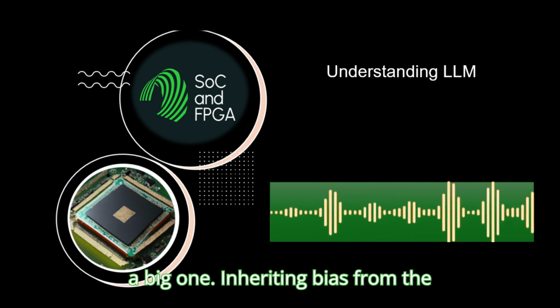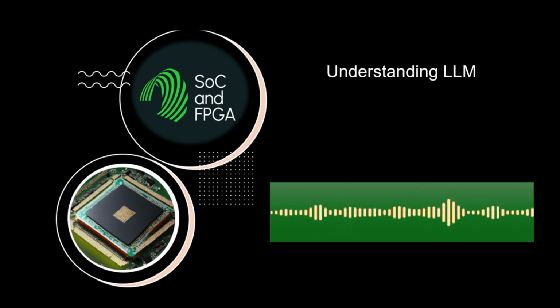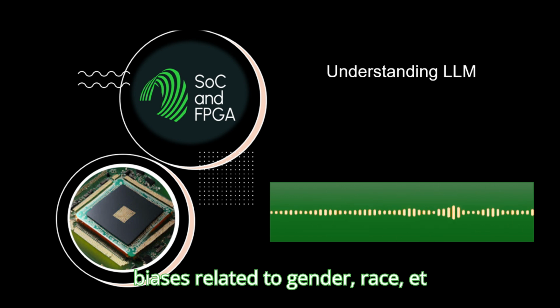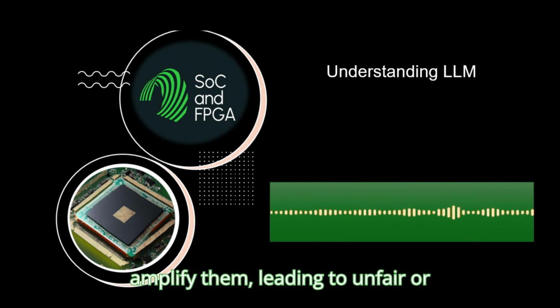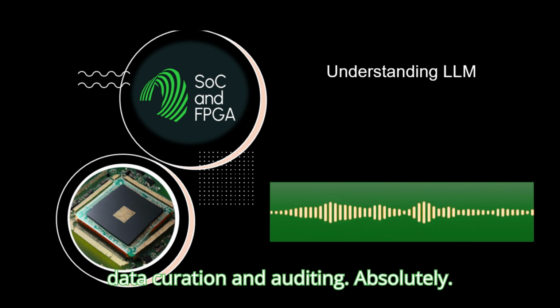Bias seems like a big one. Inheriting bias from the training data. A major concern. If the training data contains societal biases related to gender, race, etc., the model can learn and even amplify them, leading to unfair or discriminatory outputs. Requires careful data curation and auditing.